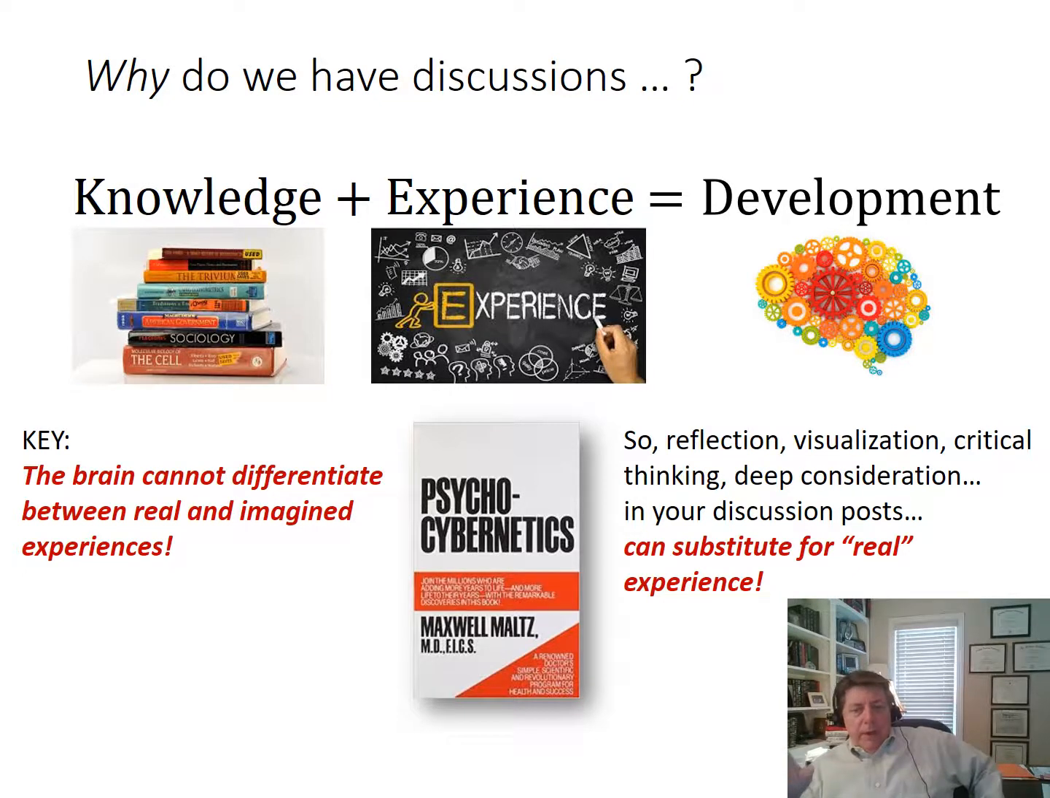Now here's a tip for us in academia. There's a lot of research out there that suggests that the brain cannot differentiate between real and imagined experiences. So if you acquired knowledge and on the job went out and used that knowledge, then you have physical, real experience. However, in academia, how will you use that knowledge? Well, again, the brain cannot differentiate between real and imagined experiences. So we give you an opportunity in the discussions to reflect, to visualize, to critically think about what you're studying, put it into the context of your past jobs or your current job, where this knowledge would have been applied somewhere in your past.